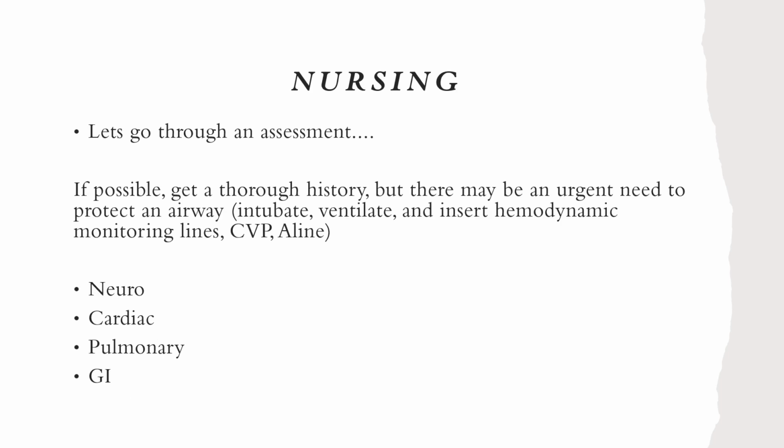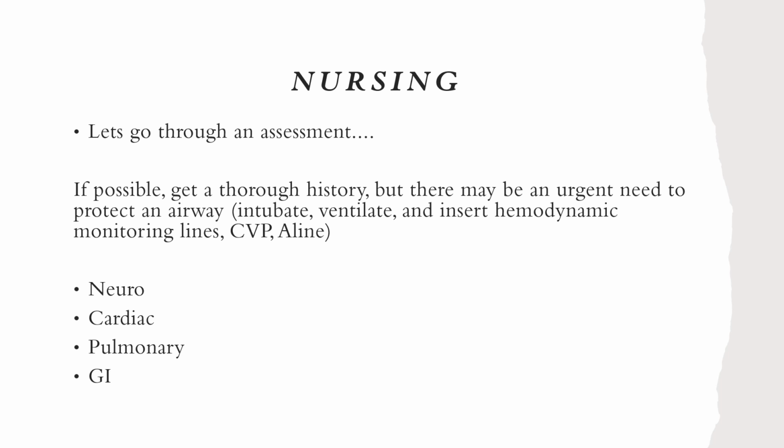Okay, guys, so just like acute respiratory failure, let's go through an assessment for our patient with ARDS. So you're a nurse and your patient has developed ARDS. What are we going to do as an assessment? What are we going to look for in our systems, in our body? Sometimes ARDS tends to be a little bit more emergent, and these patients sometimes need an airway right away. So it's great to get that thorough history if we can, but if not, we know most importantly the patient needs an airway to intubate, ventilate, and get any hemodynamic monitoring lines in our patient, such as our CVP, A line, stuff like that. That's most important first, and then we can go from there.